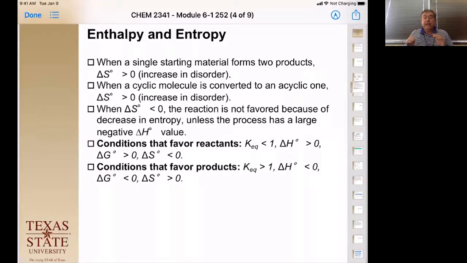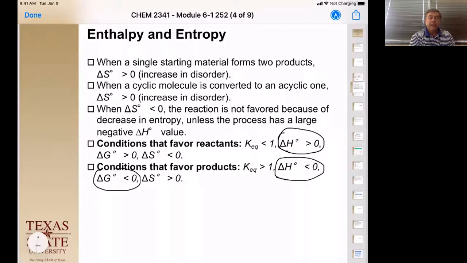The enthalpy is less than 0, meaning it's negative. You're giving off heat. In this first one right here, you're actually absorbing heat to make it happen. Here, you're giving off heat to make it happen. Here, you're giving away Gibbs free energy, and your entropy is positive. So if you're giving off heat and you're creating more entropy, you're more likely to have the reaction go to products.